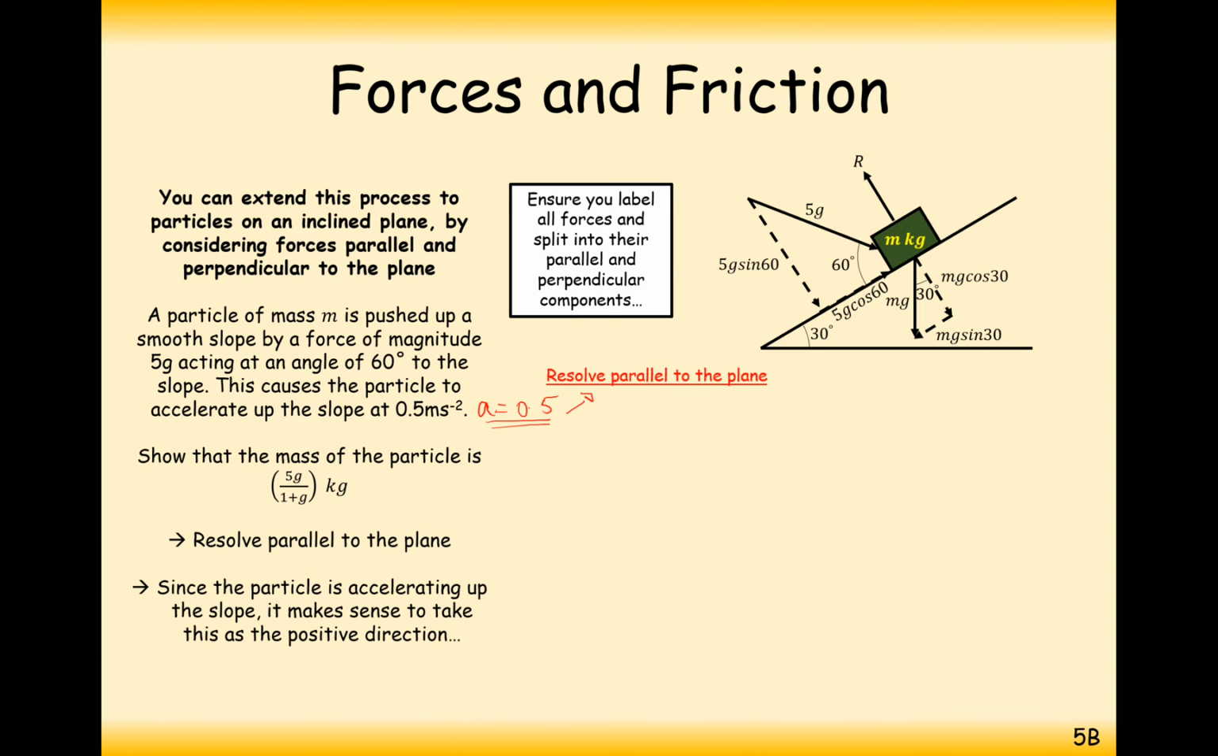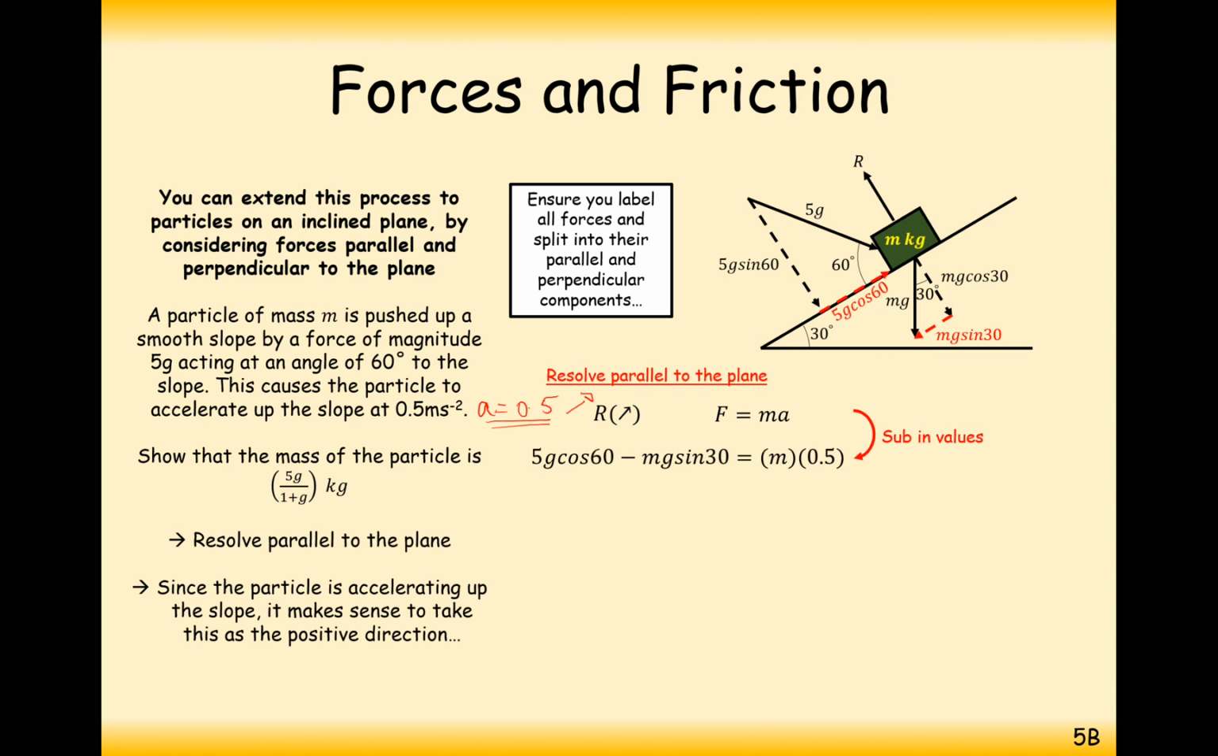So resolving the forces up and down the slope, so F equals ma. Highlighting the forces that are going to go up and down the slope, these are the two forces here. We're going to have 5g cos 60 going up the slope, and we're going to have mg sine 30 going down the slope.